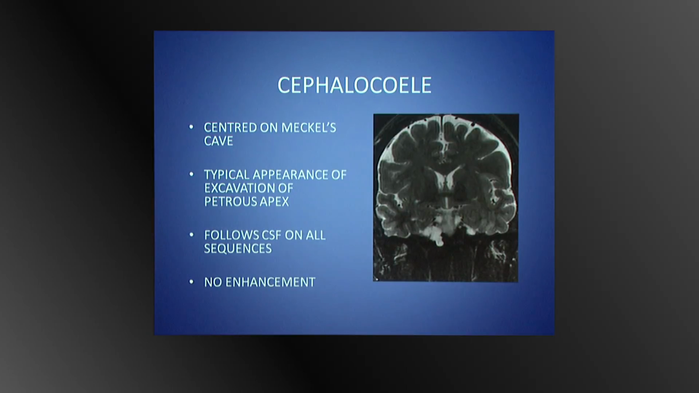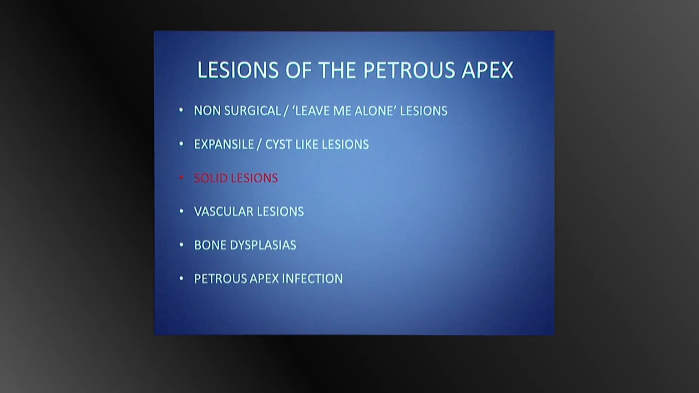In MR imaging, easy to diagnose, A, because of where it is, B, it's full of fluid, it's just CSF, so it follows CSF signal on all sequences and doesn't diffusion restrict because it is CSF as opposed to cholesteatoma, so that is the differentiator. So slightly different component, slightly different entity, but fits into this group centered on Meckel's cave rather than the apex. Remember, as with all the entities in this group, it doesn't enhance. So that's the one big group.